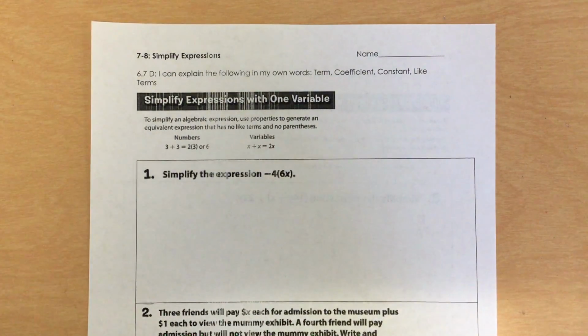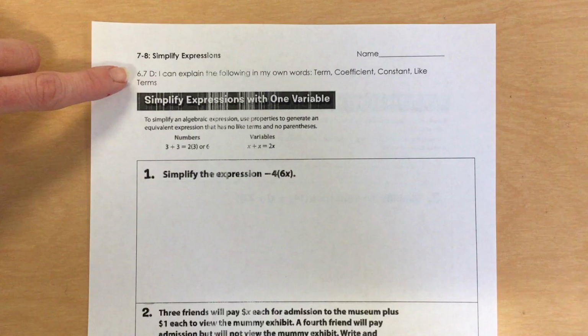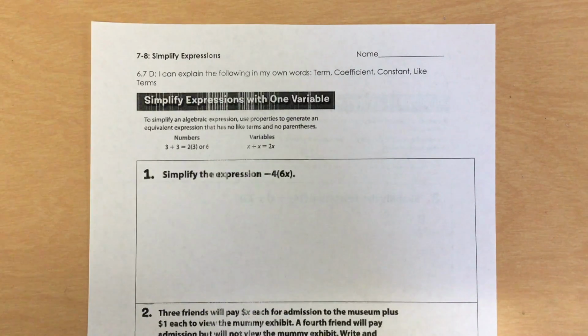Hey guys, today's video is Chapter 7, Lesson 8, Simplify Expressions. Our TEKS is 6.7d. I can explain the following in my own words: term, coefficient, constant, and like terms. Okay, so first thing we're going to be doing is simplifying expressions with one variable. And remember, a variable is a symbol that's usually a letter used to represent a number.